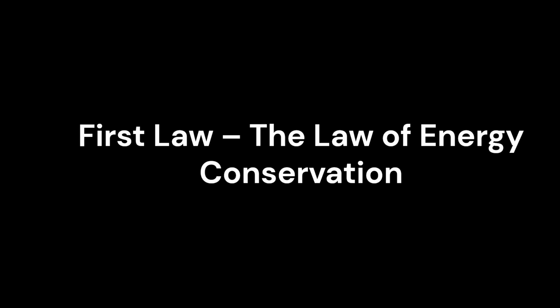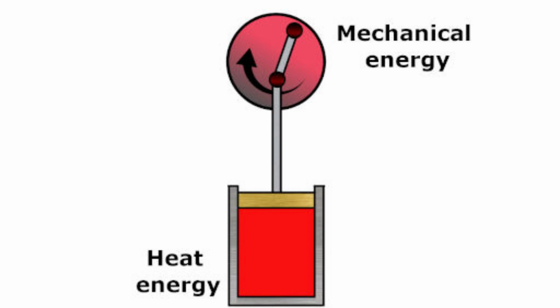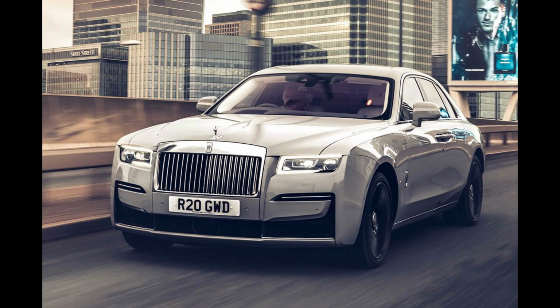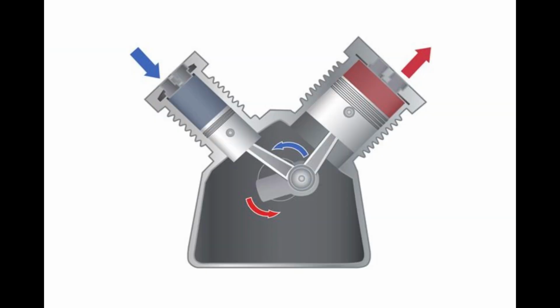First law of thermodynamics, law of energy conservation. This law states that energy cannot be created or destroyed, it can only be transferred or converted from one form to another. Example, the first law says energy is conserved. You get energy from the fuel, and some of that energy is used to move the car, while some is lost as heat. The total energy remains constant, but it changes forms.